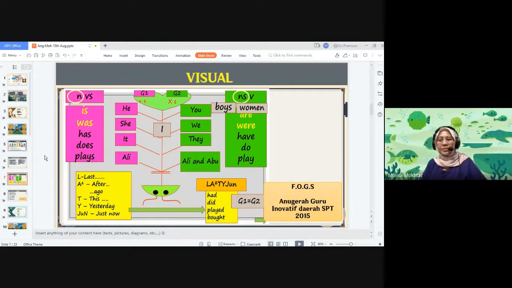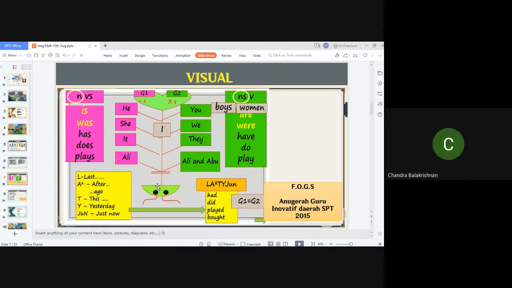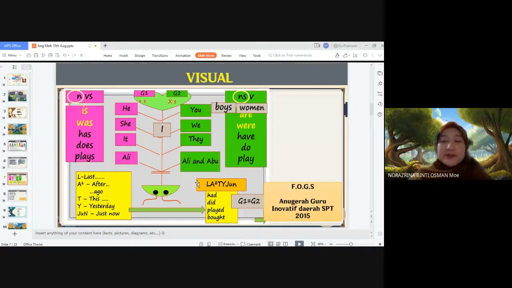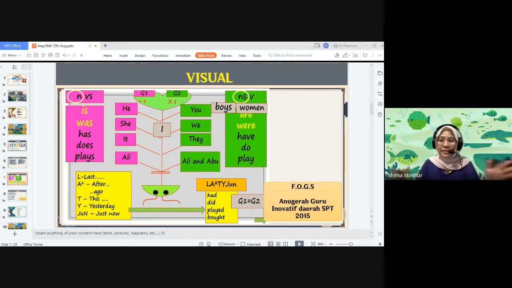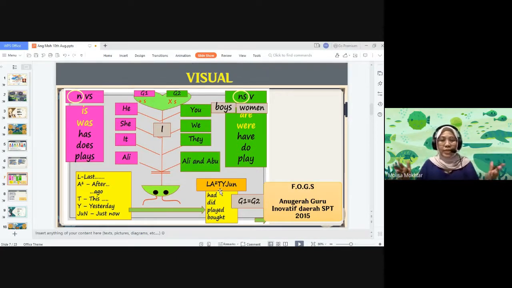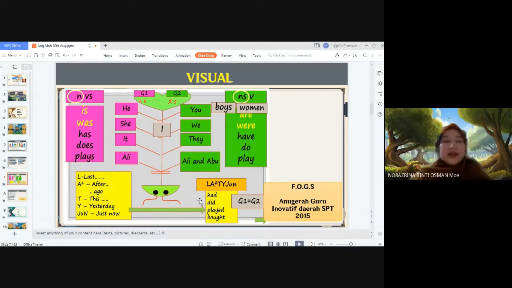But actually for secondary you can use it to play games with the gestures, because we can actually practice the singular and plural. So it can work. Okay, that's what I call visual.